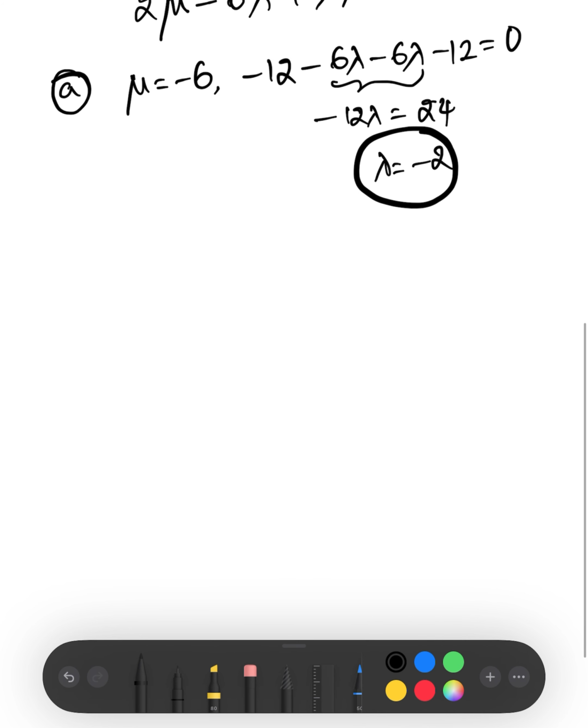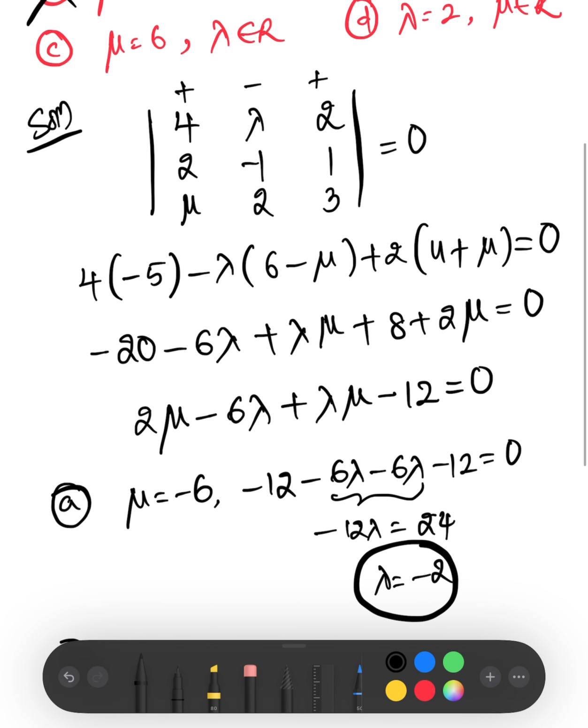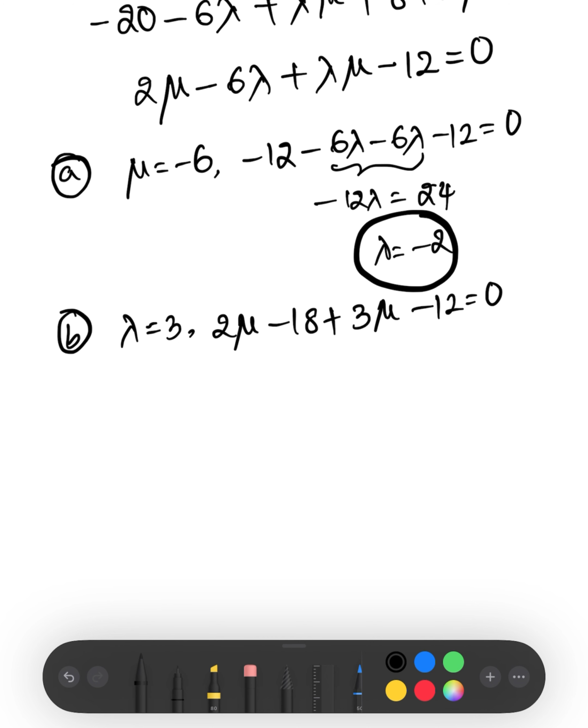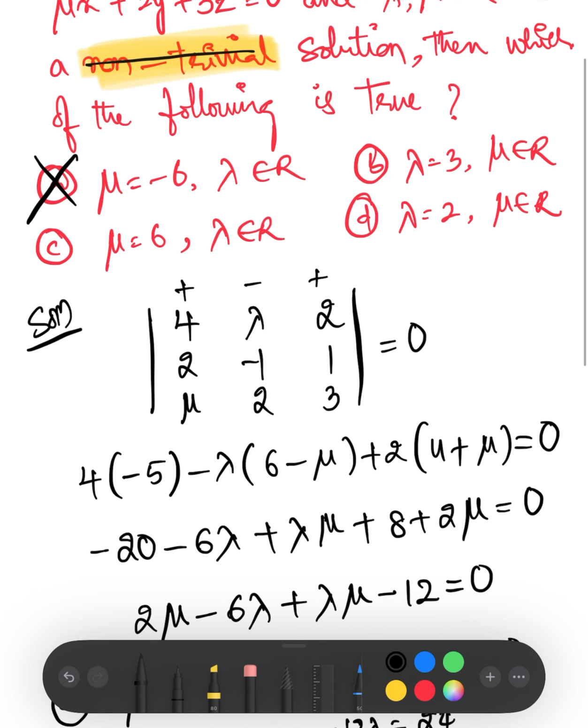Now move on to option 2. In option 2 they gave lambda equal to 3. If you substitute lambda equal to 3, we get 2 mu minus 18 plus 3 mu minus 12 equal to 0. From this, 2 mu plus 3 mu is 5 mu equal to 30, then mu equal to 6. But in this question they gave mu belongs to real numbers, so this one also we can't consider.